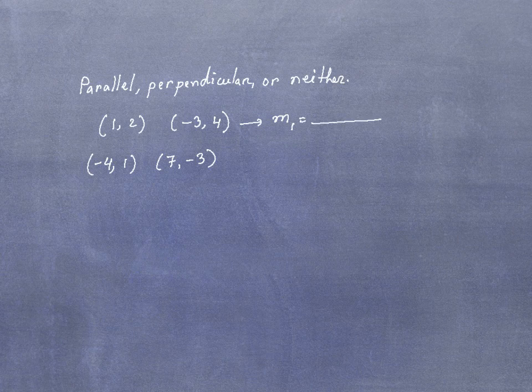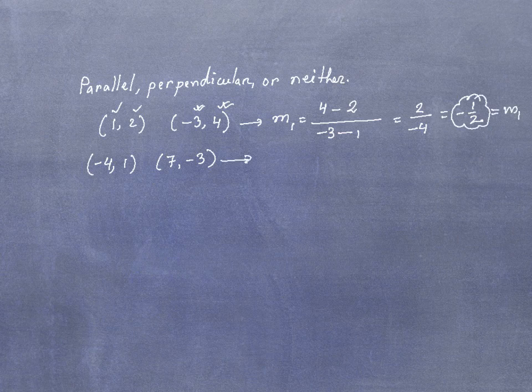M1 is equal to y2 minus y1. So let's call this one y2, 4, minus y1, which is 2, divided by x2. If I call this one y2, this must be x2, -3, minus x1, which is this one, 1. So that gives me 2 on the numerator, -4 on the denominator, and that gives me -1/2. So my M1 is equal to -1/2.